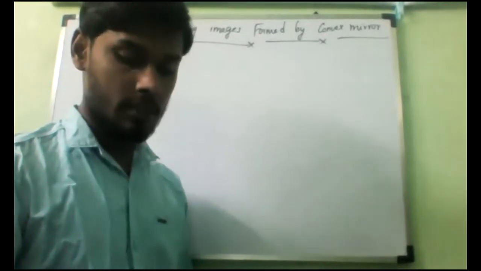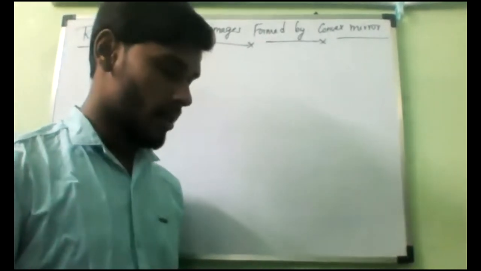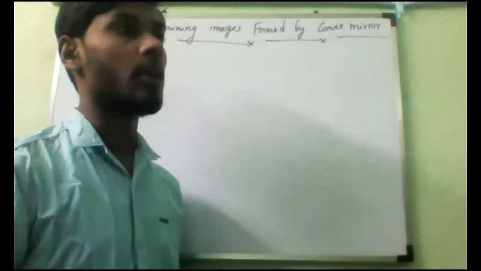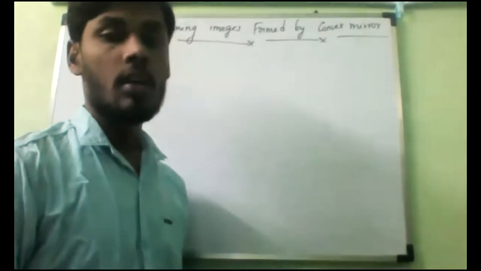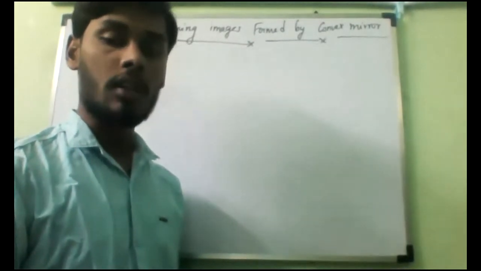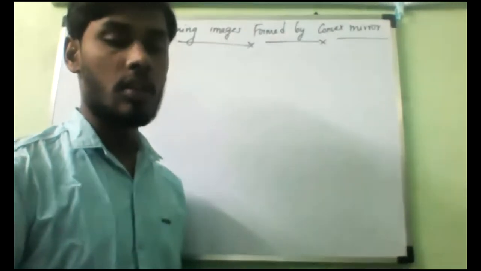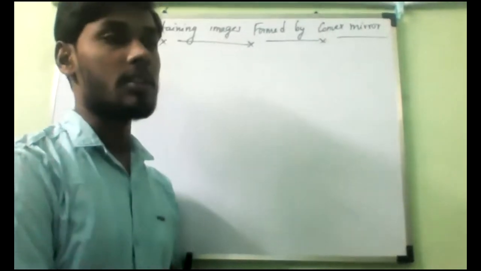And in the remaining cases, wherever we place the object, at F, beyond F, between F and 2F, or at 2F, or beyond 2F, or at infinity, the image formed by the concave mirror is a real image. Understand? And depending upon the location, it will form a diminished image as well as a magnified real image.